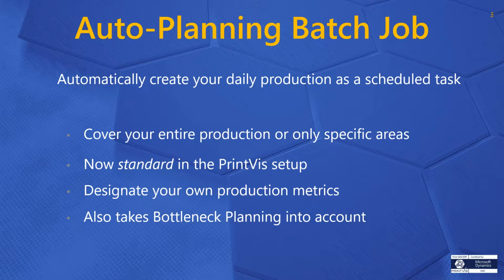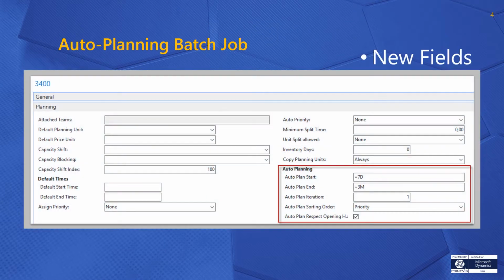Auto-planning batch job will also consider the setup of bottleneck planning on the planning units, meaning it will not only take your cost centers into consideration, but also any jobs set to include bottleneck planning information. The result should be a highly automated, always renewed production plan at the scope you desire for your operation. The replanning can be manually triggered as well, as an alternative or supplement to the scheduled process.